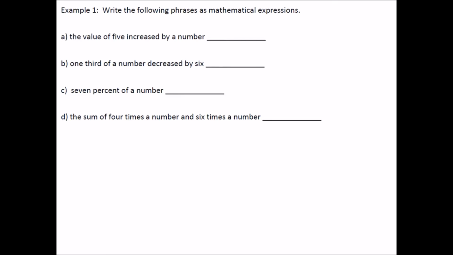Okay, example 1, write the following phrases as mathematical expressions. So expressions, there's not going to be any equal sign. Okay, so the value of 5 increased by a number. So when we see the word like a number, we can think of the letter N or the little letter x, whatever variable you want to choose for that. So 5 increased by a number.